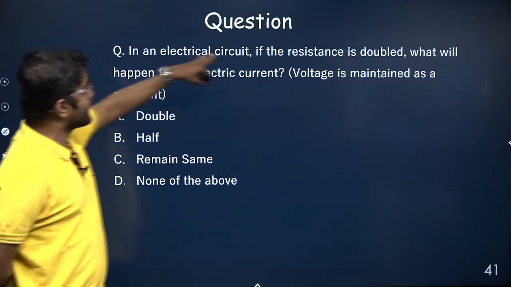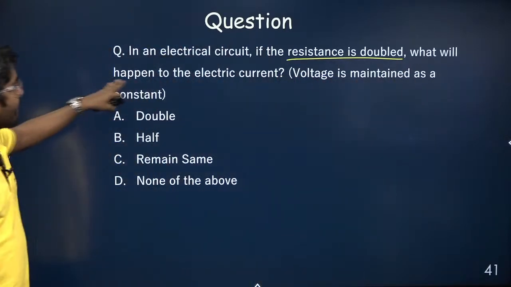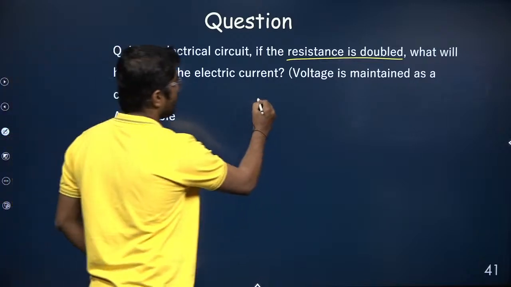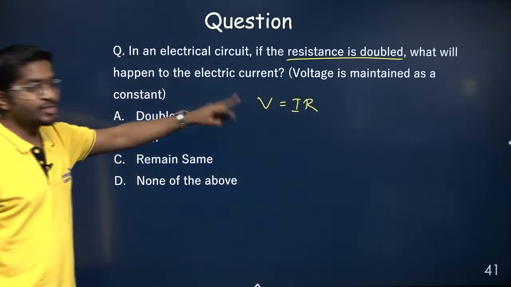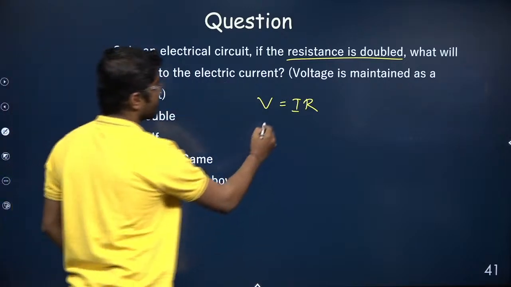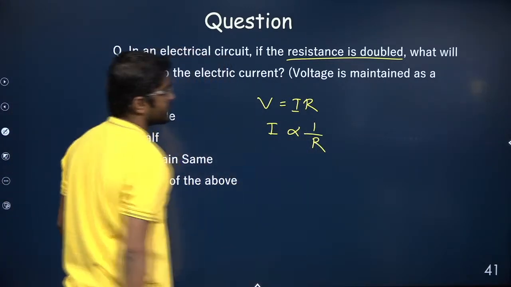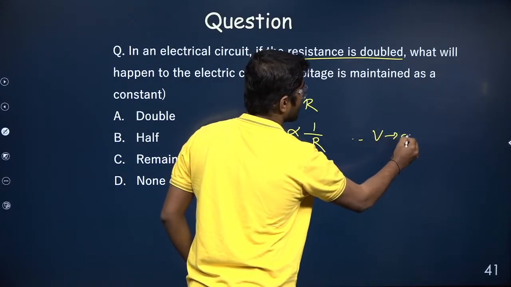So in an electrical circuit, if the resistance is doubled, what will happen to the electric current? Voltage is maintained constant. So here we know V is equal to I R. So voltage is constant. That means I is inversely proportional to the resistance. Correct? Why? Because voltage is constant.